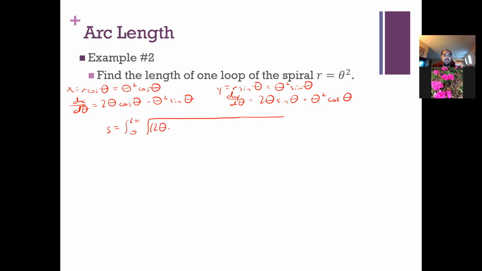Of 2 theta cosine theta minus theta squared sine theta, squared, plus 2 theta sine theta plus theta squared cosine theta, squared d theta. If memory serves, we get a few favors in terms of simplifying here.